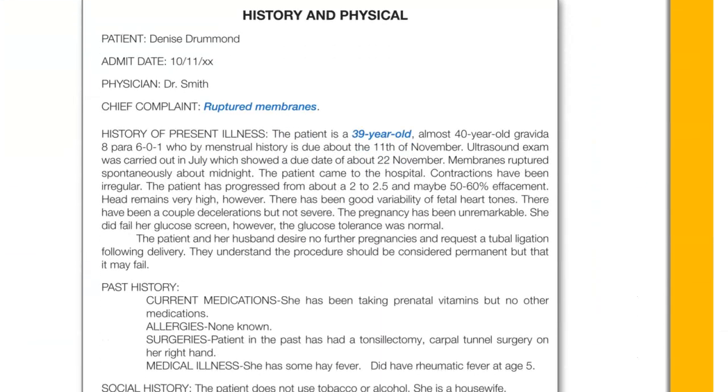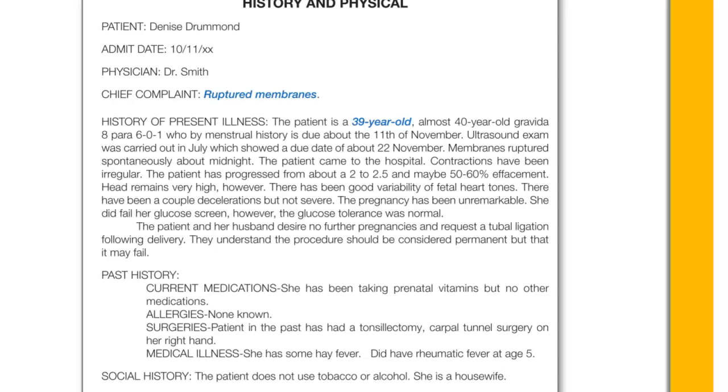History and physical, she's 39, and that is not normal. That's considered an elderly gravida. So anything over 35 is elderly gravida, and you code that only if you're coding the supervision of the pregnancy. So before the delivery admission, you could code the elderly gravida. Then ultrasound shows she's due about the 22nd of November. You can see it's only October, so we know she is early.